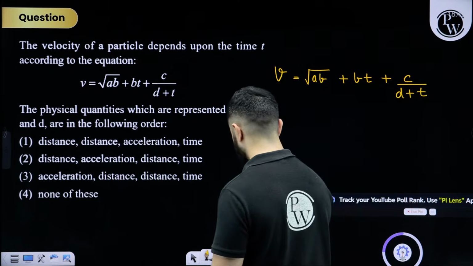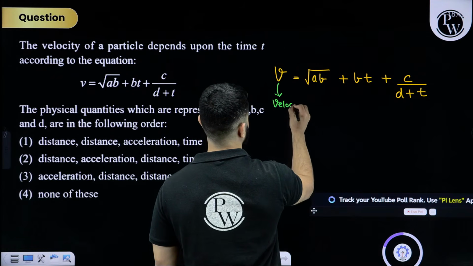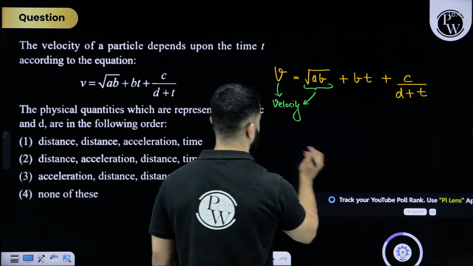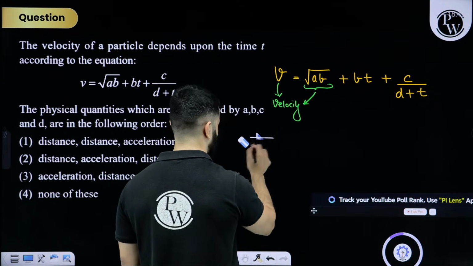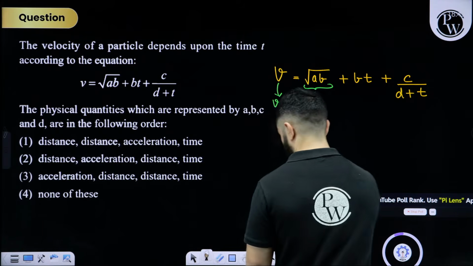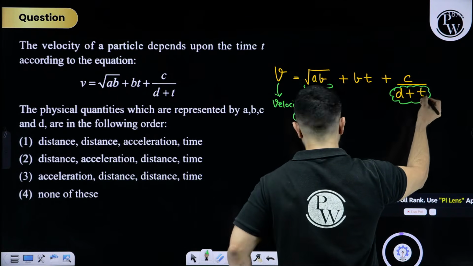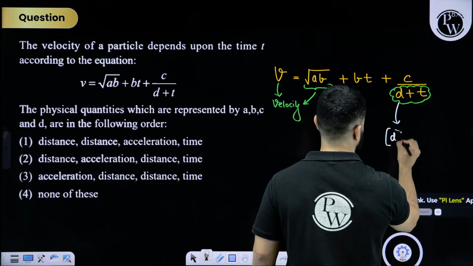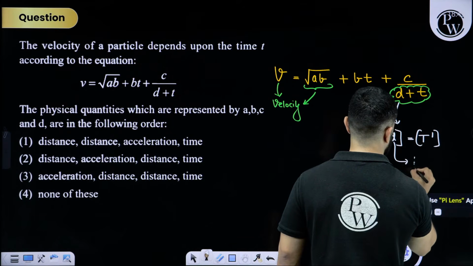Please see, again, this is velocity. So this entire thing will be velocity, which means that under root of AB will be velocity. But let's come back to this after some time, because we can easily see what D is. Because you are adding D with time, the dimension of D is definitely that of time. So D is nothing but time.